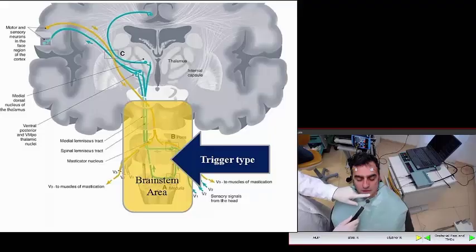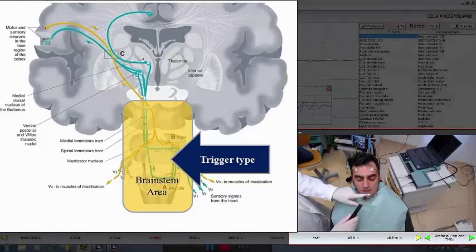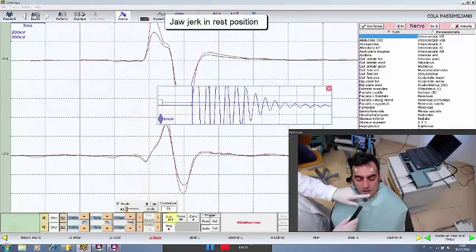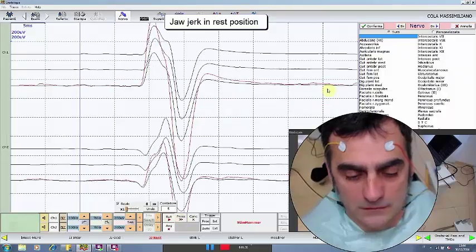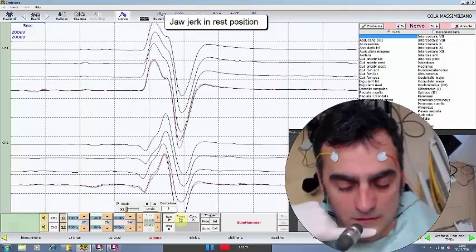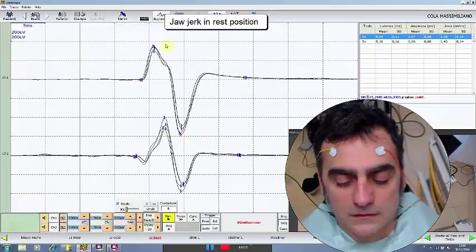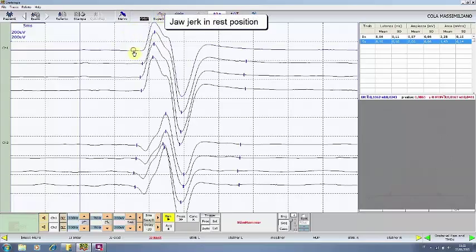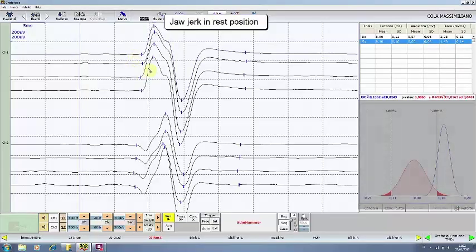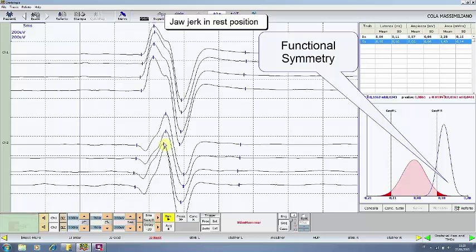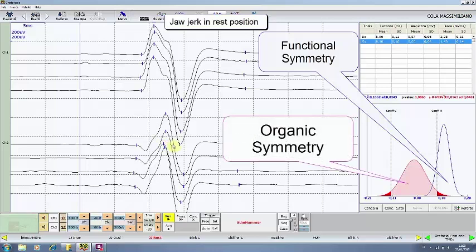The following steps regard the analysis of neuromuscular responses of the brainstem area. The first reflex, the simplest one, is the jaw jerk. It is evoked through a tap on the chin with a neurologically triggered hammer that generates the start of EMG trace acquisition. For this test too, the markers are positioned in order to determine the onset latency and the amplitude. At the same time, the software generates the Gaussian curve of symmetry. As you can see, the Gaussian curve of symmetry falls out of the organic symmetry. This means that also in the rest position, the jaw jerk remains asymmetric.